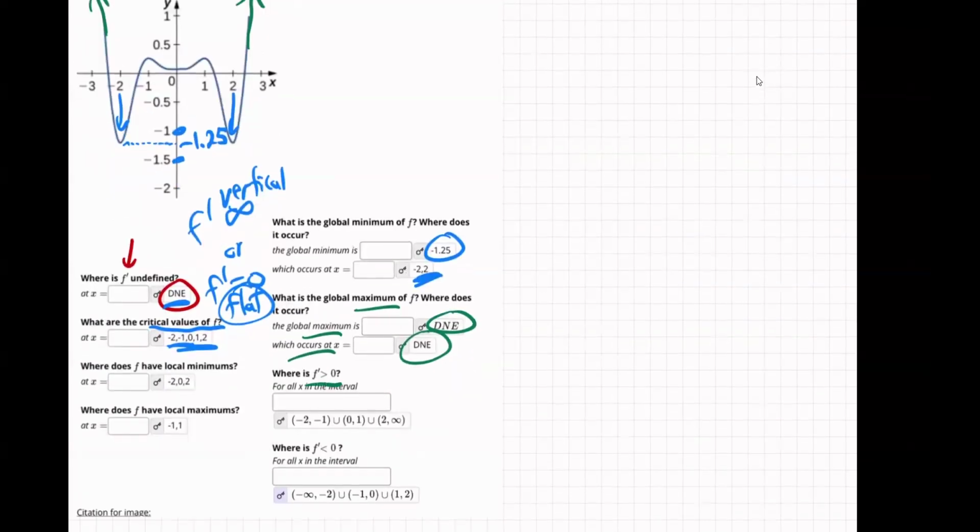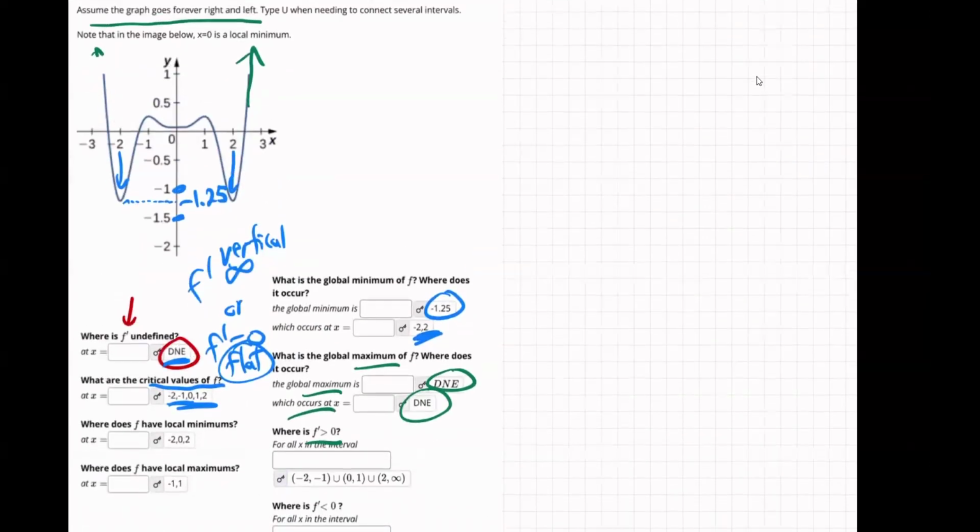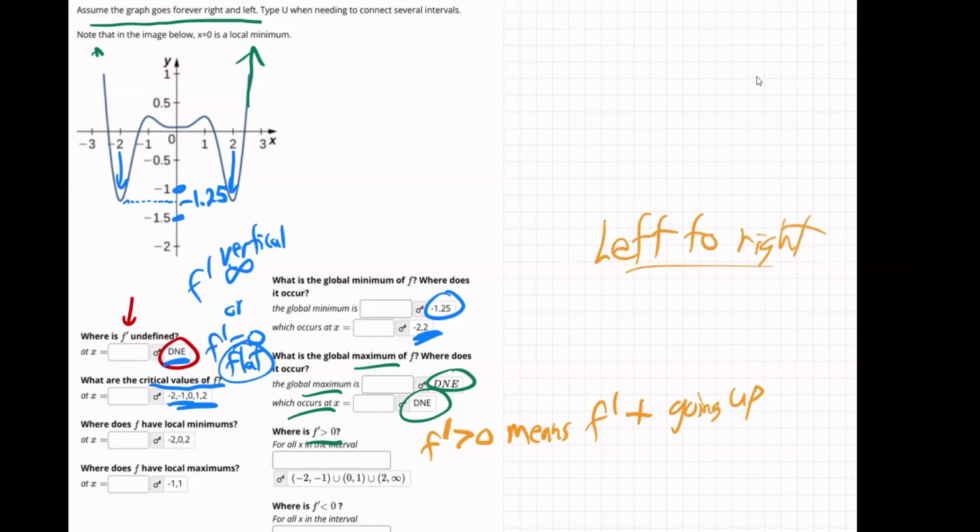All right. And where is f prime greater than 0? So where is f prime greater than 0? Well, f prime is greater than 0 when, what does that mean? That means f prime is positive, which means the function's going up. And we always mean left to right. In graphs, we always move left to right. So as you go left to right, where is the function going up? F prime positive, the graph of f is going up from left to right.